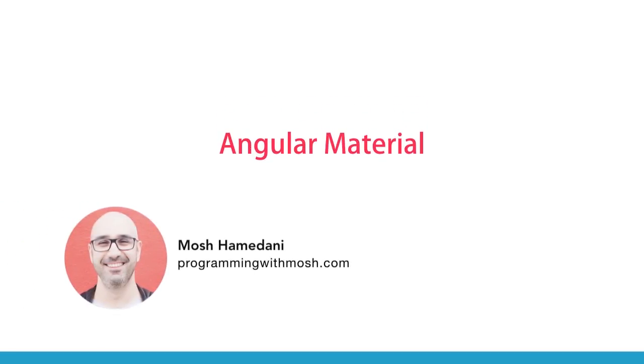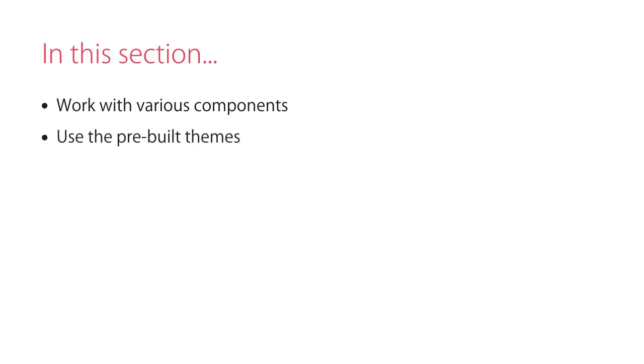In this section, we're going to look at Angular Material, which is a collection of components that give our applications a modern look and feel. More specifically, you're going to learn how to work with various kinds of components, such as form controls, icons, dialog boxes, progress spinners, tooltips, and so on. You're going to learn how to use the pre-built themes, as well as create a custom theme.